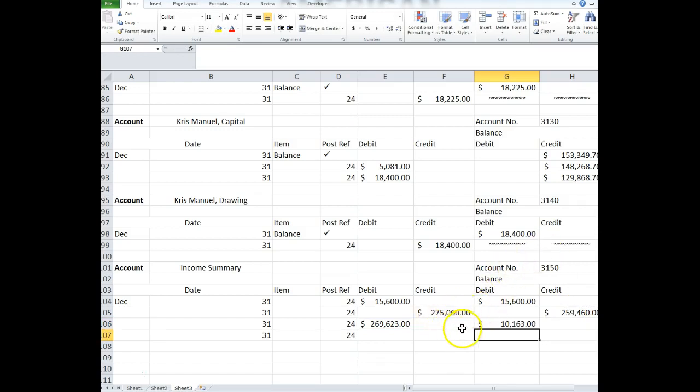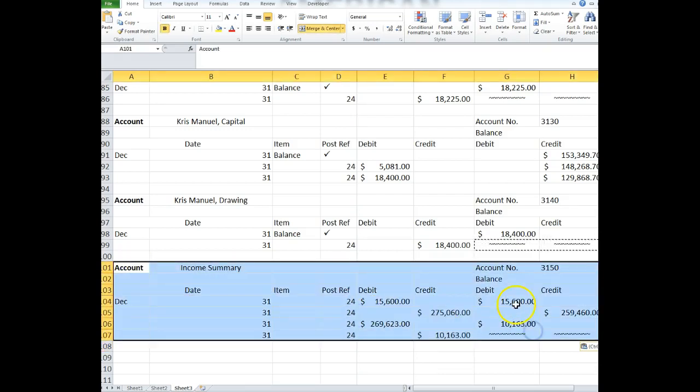Okay, so the last step, what do we want to do with our income summary? Since it's a temporary account. It's all from the journal. Whatever you do in the journal goes in the general ledger. Any questions?